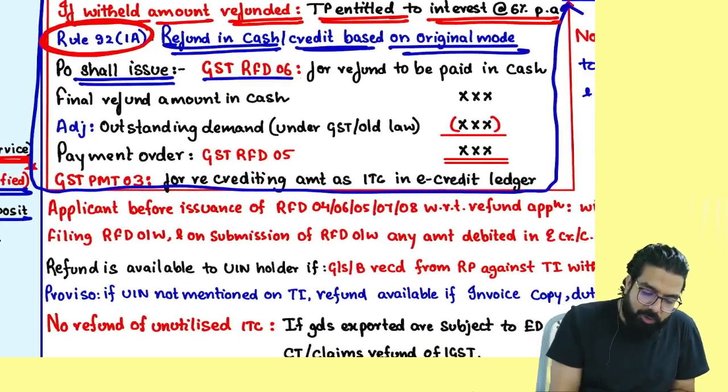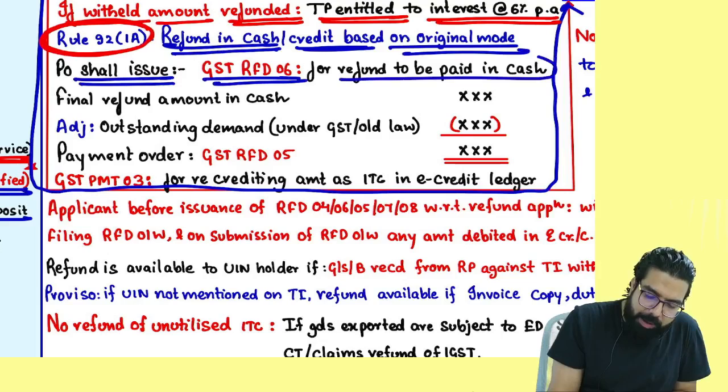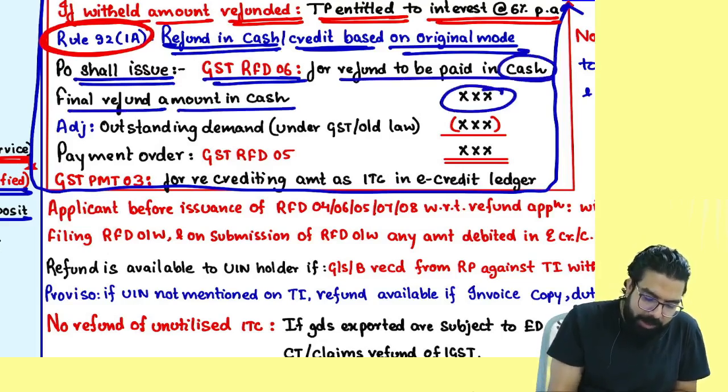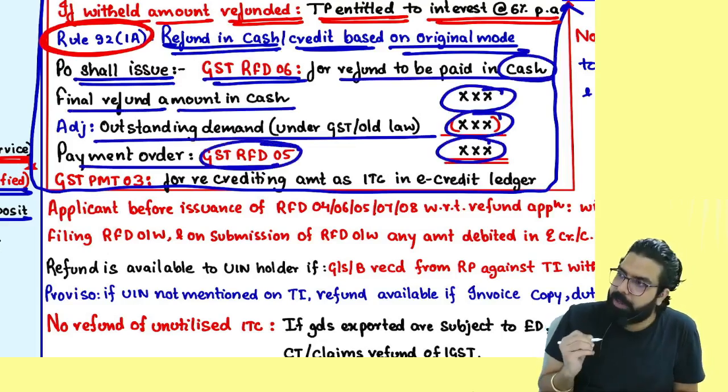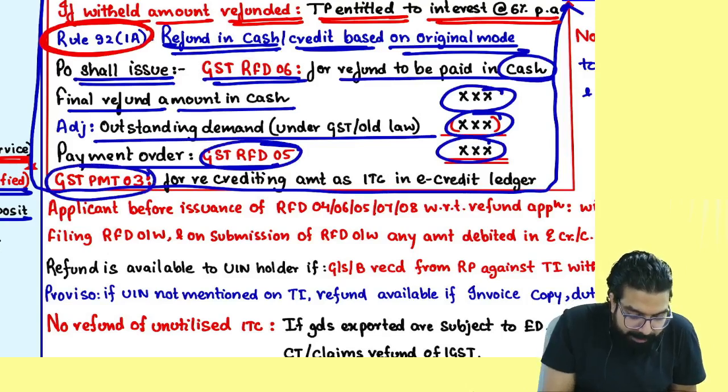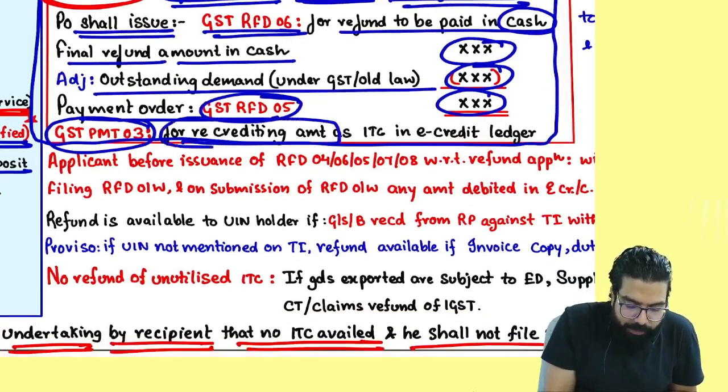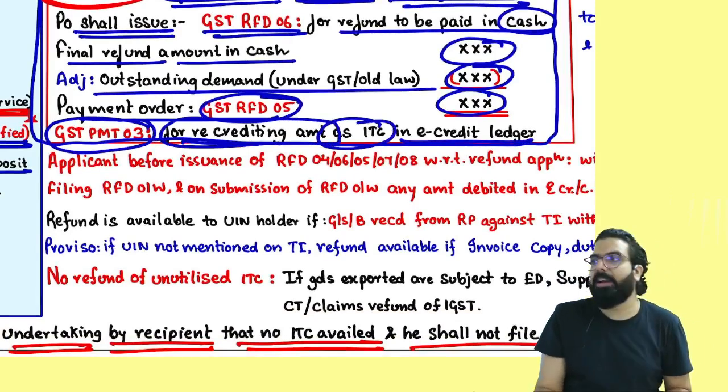Proper officer will issue RFD 06 for refund of amount to be paid in cash. So the final sanction amount to be paid in cash, less the outstanding amount, and then he will go ahead and issue RFD 05. Take everyone. But PMT 03 for recrediting of amount as ITC in the e-credit ledger.